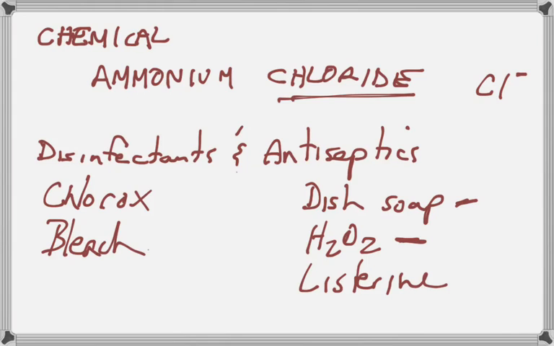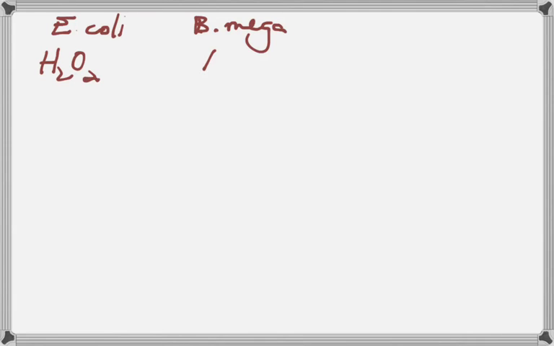So how can you define effectiveness here? Okay, so the ring of clearness around that disc would probably tell you something about effectiveness. So, Kelly, which bacteria did I give you? Bacillus megatherium. Okay, we'll just call it B mega. So which had the largest ring for E. coli? H2O2. How about for Bacillus? Which had the smallest for them?